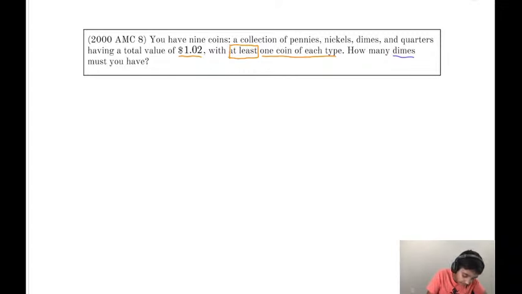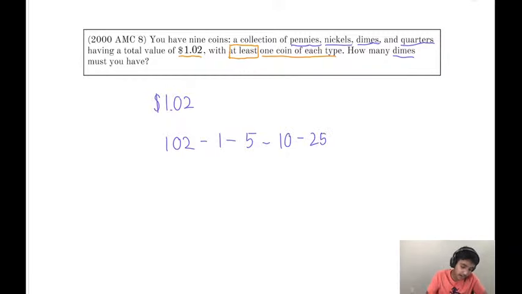So firstly, if you must have $1.02, then you must have at least 1 penny, 1 nickel, 1 dime, and 1 quarter. So let's just subtract off the 1 nickel, 1 penny, 1 dime, and 1 quarter. Let's just say we have 102 cents. So we have to get 102 cents total. We must have at least 1 penny, at least 1 nickel, at least 1 dime, and at least 1 quarter. And then after that, we have 61 cents left.